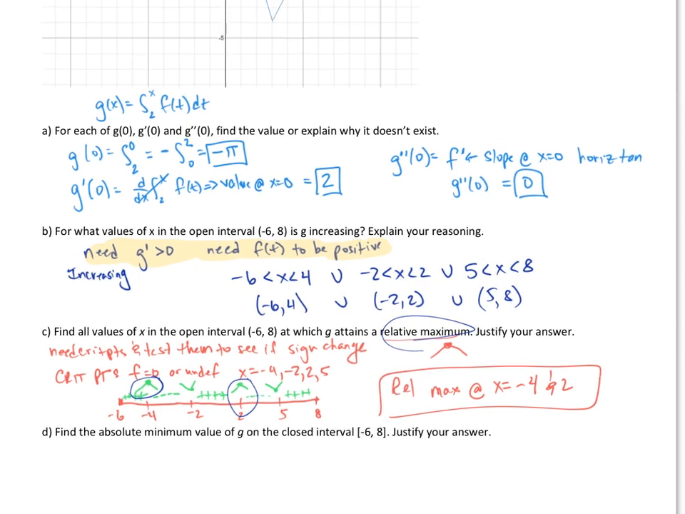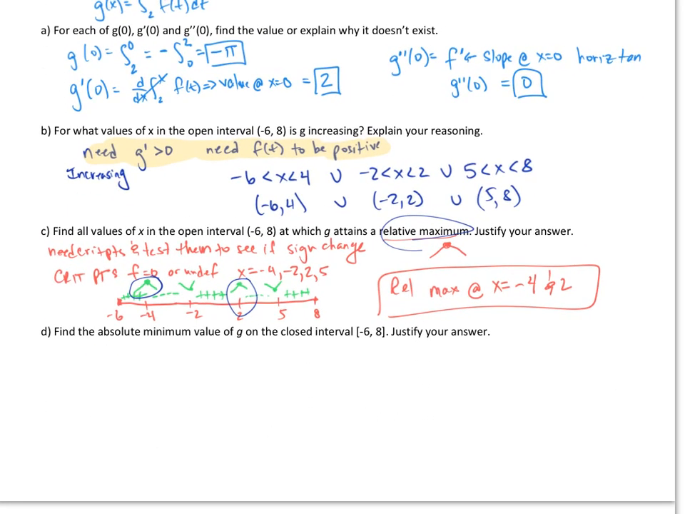All right, moving on to part D. For part D, we have to find the absolute minimum value of g on the closed interval. Okay, to find the absolute minimum value, we need relative minimums and test the endpoints.